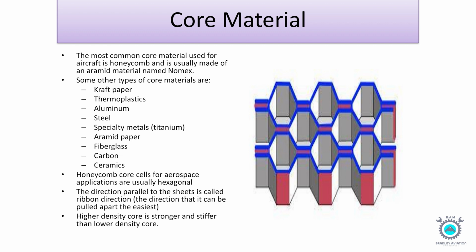Core material. The most common core material used for aircraft is honeycomb, and is usually made of an aramid material named Nomex. Some other types of core materials are kraft paper, thermoplastics, aluminum, steel, specialty metals, titanium, aramid paper, fiberglass, carbon, ceramics. Honeycomb core cells for aerospace applications are usually hexagonal. The direction parallel to the sheets is called ribbon direction, the direction in which it can be pulled apart the easiest. Higher density core is stronger and stiffer than lower density core.